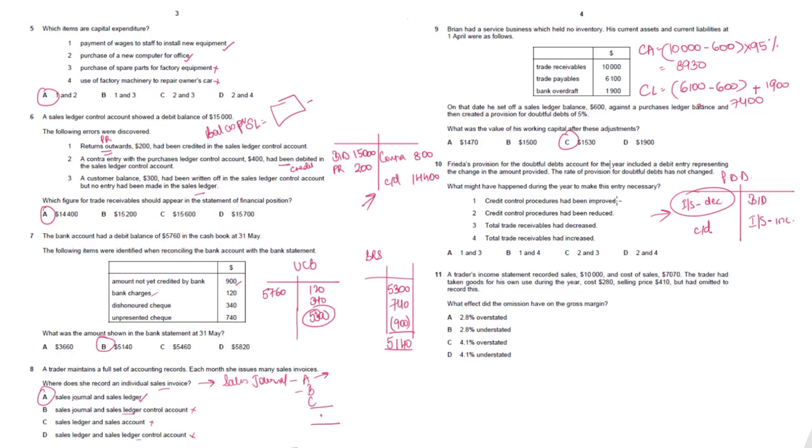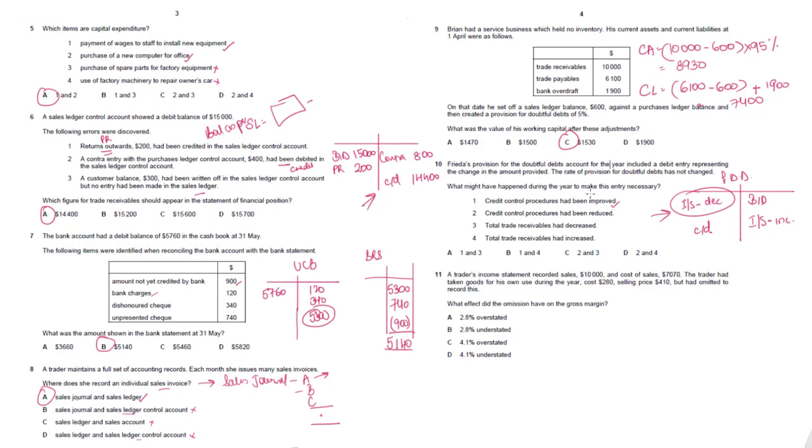Possibly this could be the correct option, because what this statement means is, now you're able to collect debts from the customers in a better way, faster, and better credit control procedures are in place. So fewer chances of bad debts and provision, hence a lower requirement of provision for doubtful debts. And once there is a lower requirement, the entry will be on the debit side of the doubtful debts account. So this could be the correct option.